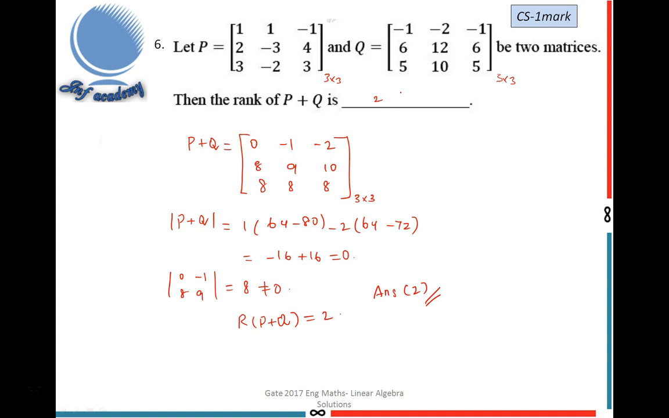These 6 problems are only GATE 2017 engineering mathematics questions related to the concept rank and inverse. If you have any doubt in this topic, then you can ask in the comment section. Let me try to clarify your doubts.